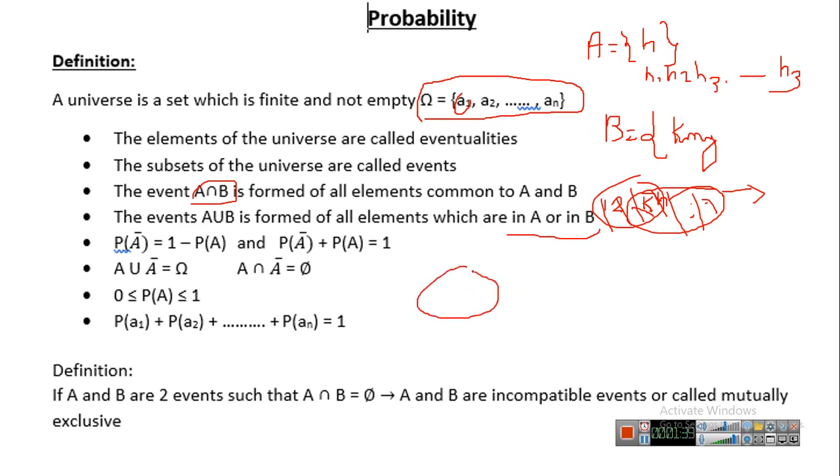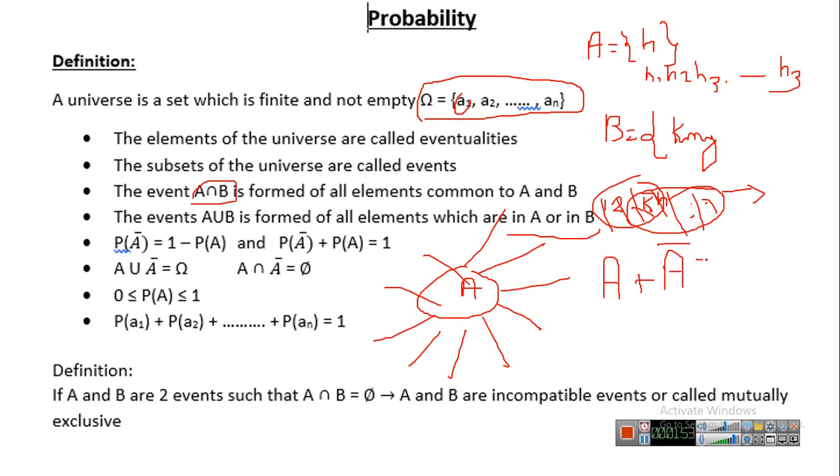Now in math we have A and A bar. A bar, we know it from before, is everything outside A, everything that does not exist in A. So A plus A bar is everything. Suppose I want to pick a heart or not a heart. Not a heart means heart bar. So it will be everything. That's why P of A bar plus P of A is everything, and P of the universe is 100%, which is 1. So we always say P of A bar is 1 minus P of A.